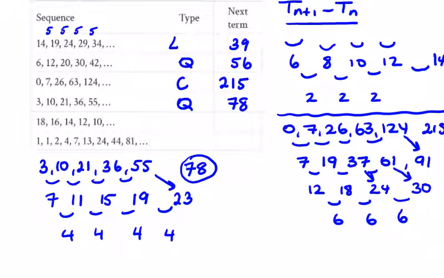Then we have 18, 16. We have a descending sequence here. It's linear. You see all the differences are -2 here. So we have a linear sequence. Don't need to write it out. And the next term will be 8, going backwards 2.